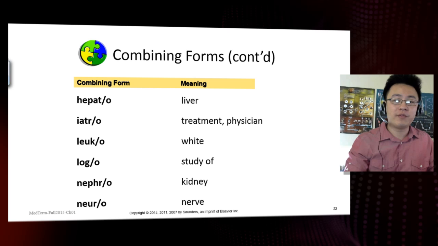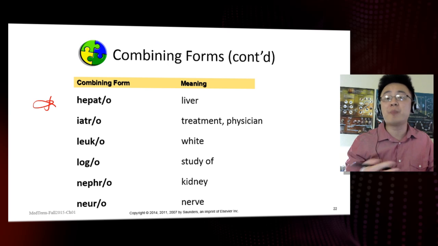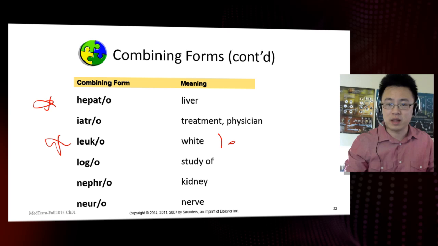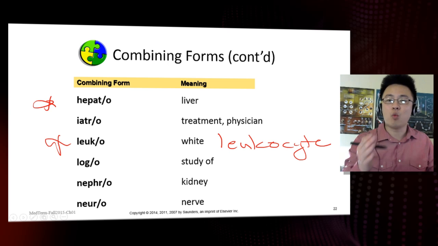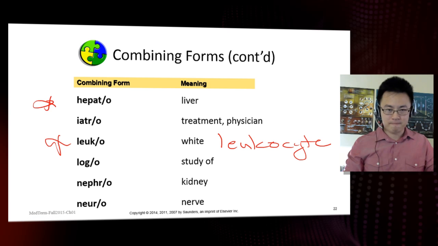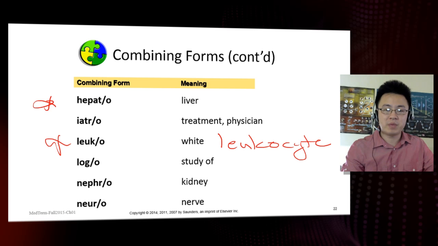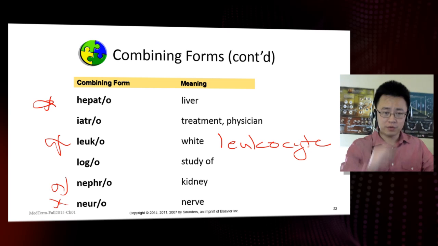Hepato here means liver. For example, you probably heard of the condition hepatitis, which means inflammation of the liver. Another one here, leuco, which means white. For example, leukocyte. Leukocyte means, that's right, white blood cell. Nephro here means kidney, and neuro means nerve.